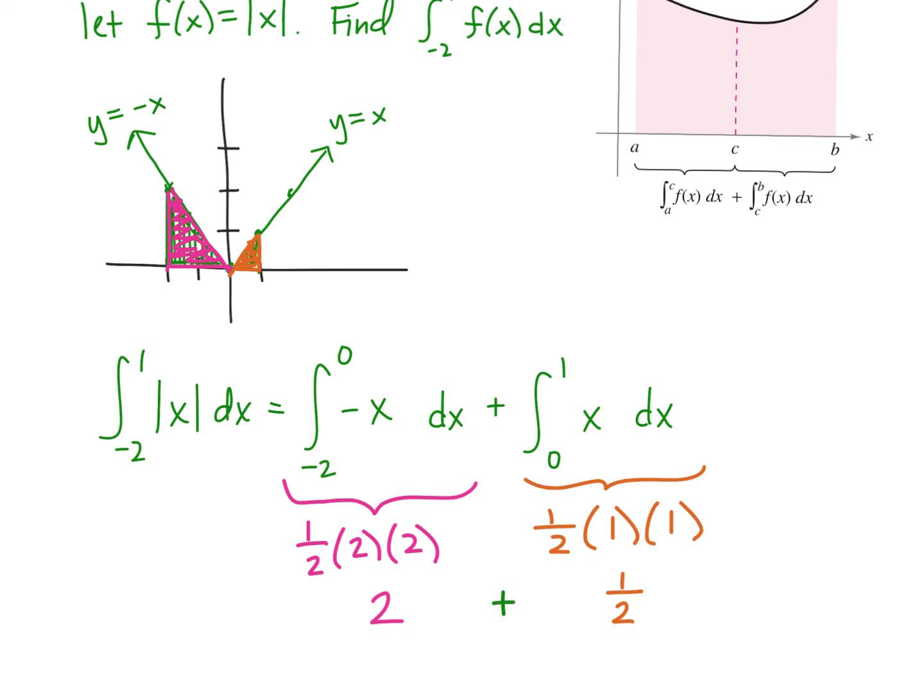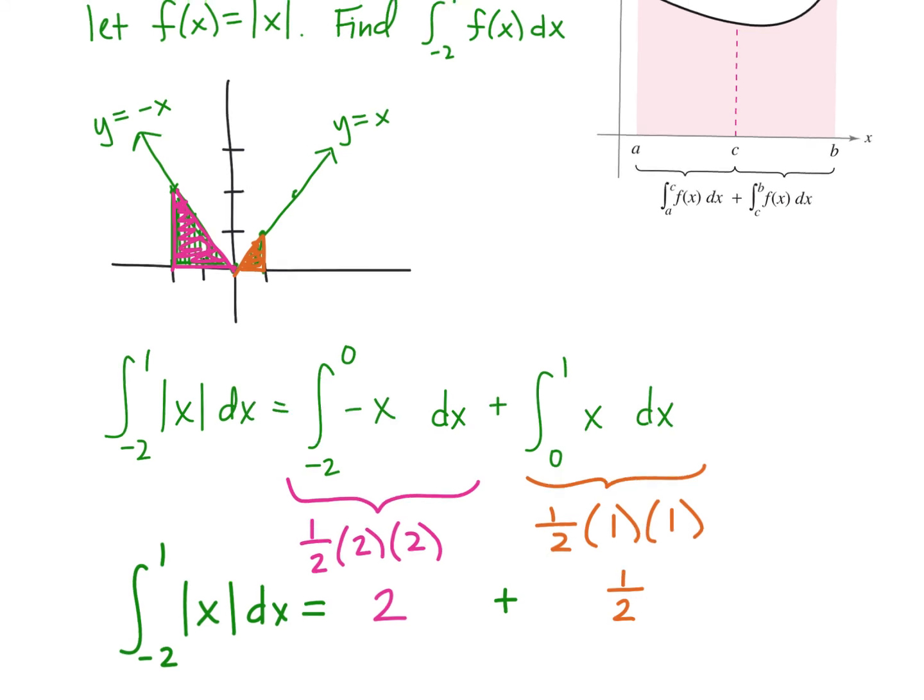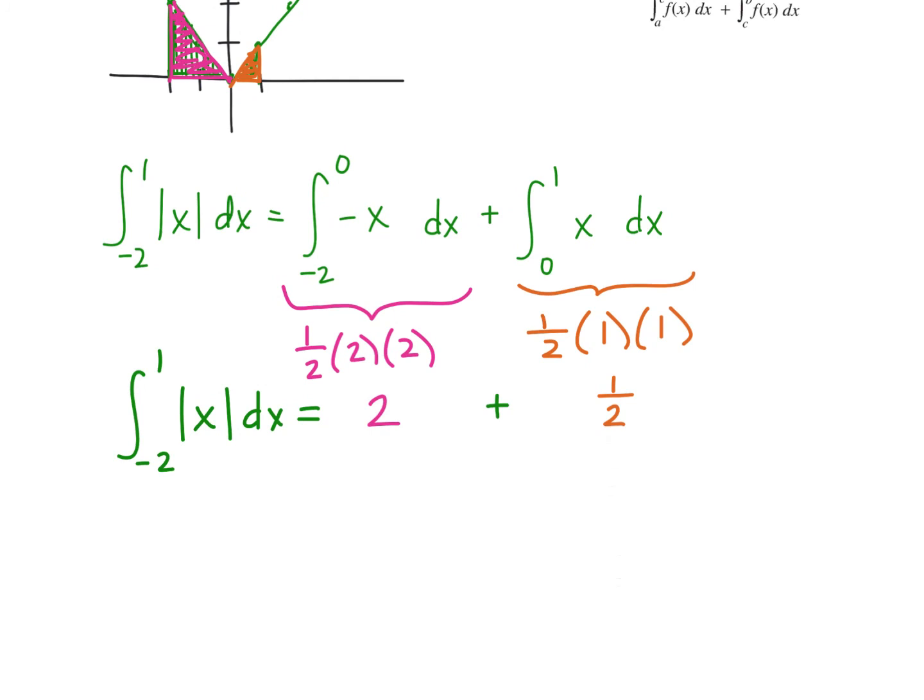So our original definite integral from -2 to 1 was split up at an opportune spot, and we just see that we can add this area plus this area to get the total area. That's essentially the idea of this additive interval property. So our final answer is 2 plus 1/2, which is 2.5 or 5/2.